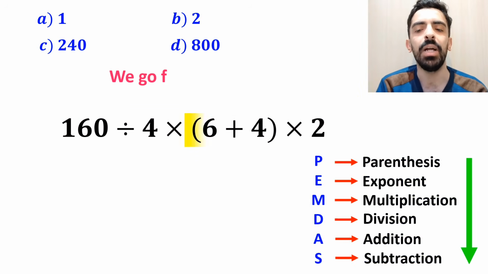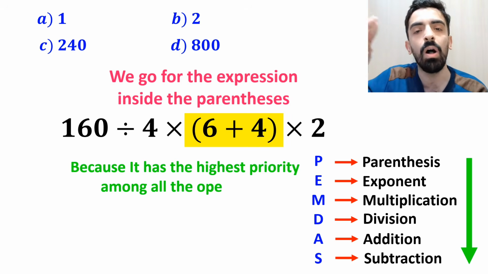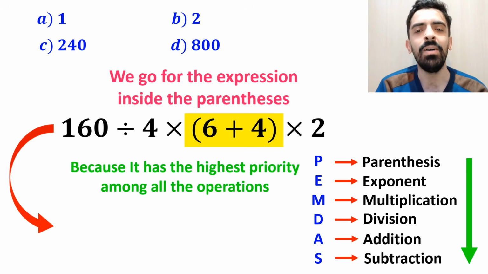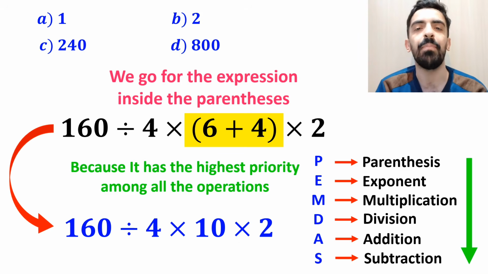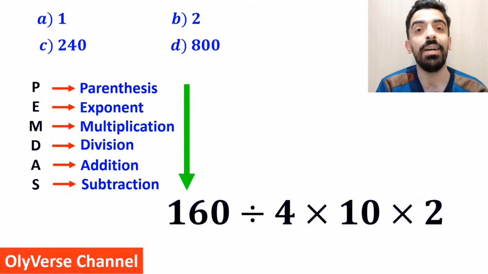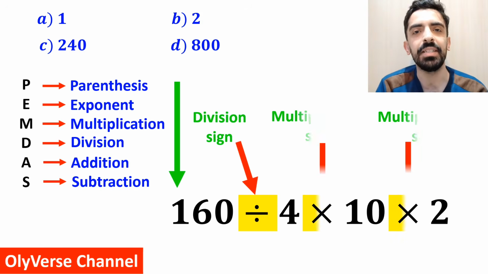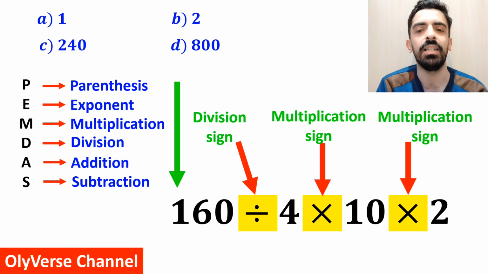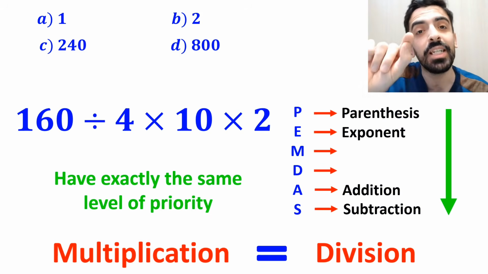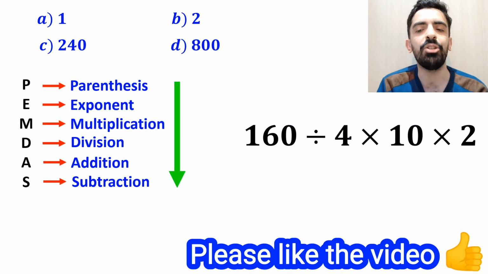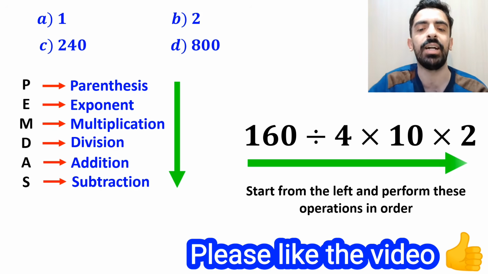Okay, and the first step, we go for the expression inside the parentheses because it has the highest priority among all the operations. So, instead of this expression, we can write 160 divided by 4 multiplied by 10 and again multiplied by 2. Alright, as you can see on the screen, in this expression, we have one division sign followed by two multiplication signs. We must pay close attention that multiplication and division have exactly the same level of priority in the PEMDAS rule. In this situation, the best thing to do is to start from the left and perform these two operations in order.